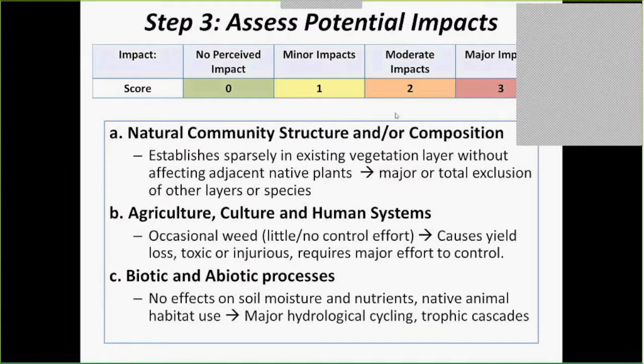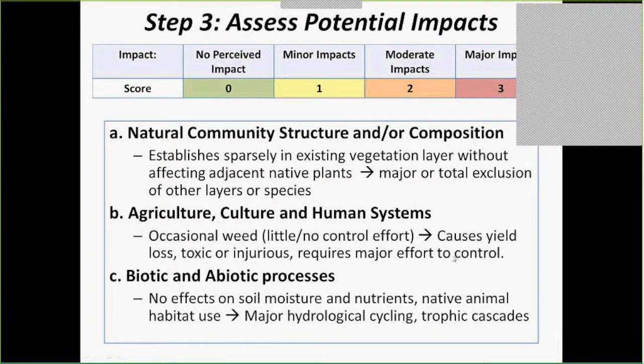And then something with major impact would be something that majorly excludes or totally excludes all other layers or species, kind of like we would see with Miconia in Tahiti. And then for agriculture and human systems, you might give something a no perceived impact if it's an occasional weed where maybe a farmer would not even notice or care to apply any control effort. And something that causes major impact would be something that causes major yield loss. It could be toxic or injurious to livestock. It requires major ongoing effort to control.